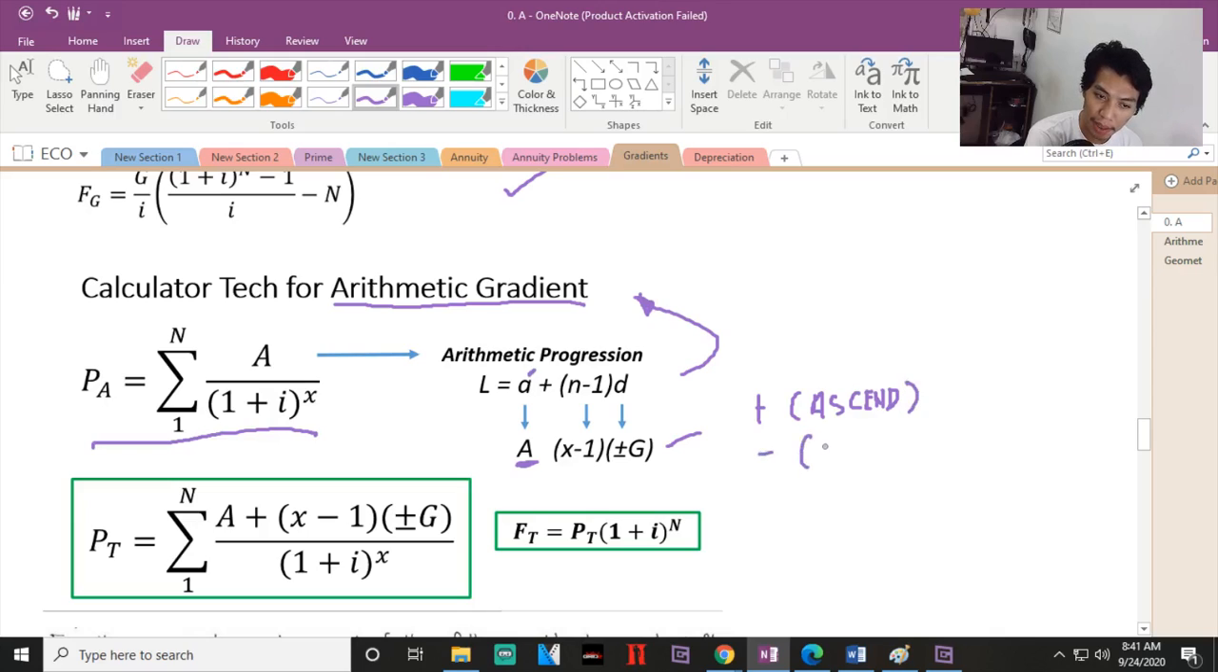Pag descend, minus. Bumababa eh. Now, all you have to do is to memorize kung paano mo gagamitin si ascend at descend. Now, sa calculator, to find the total worth or the present worth of your gradient, ito lang gagawin mo. I-follow this on your calculator.